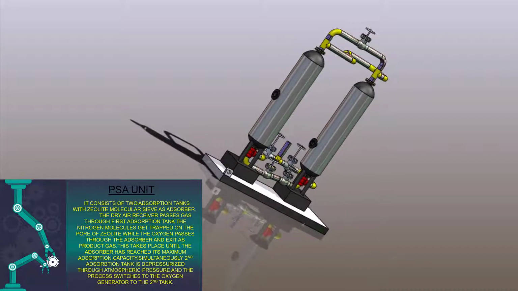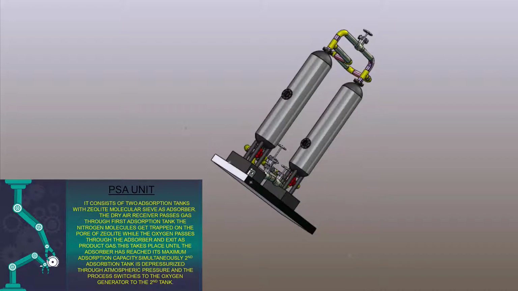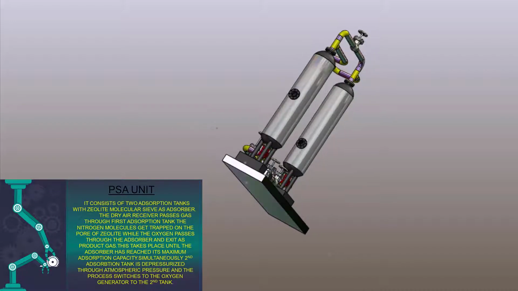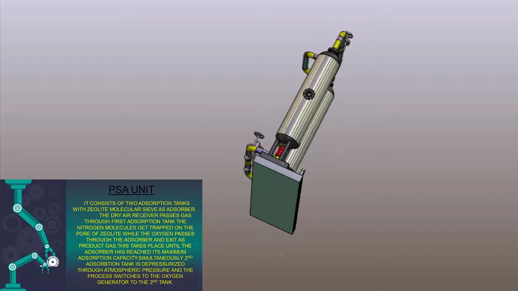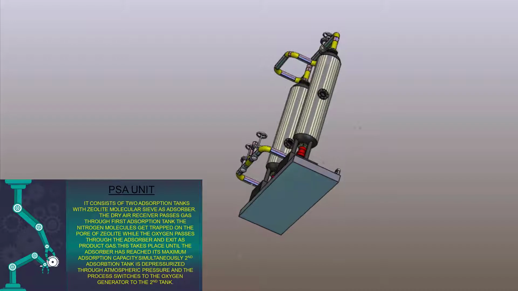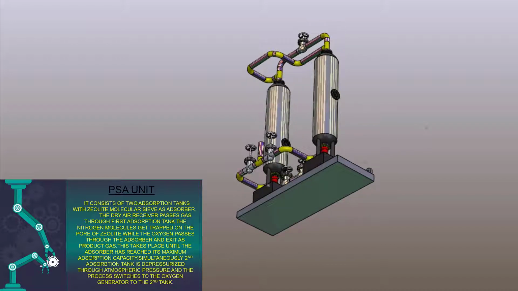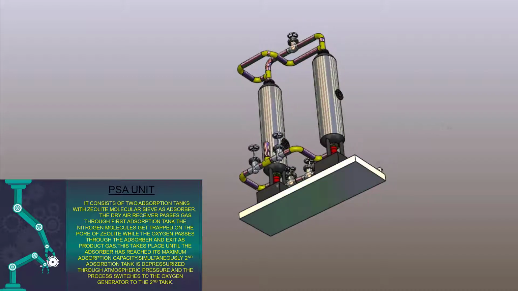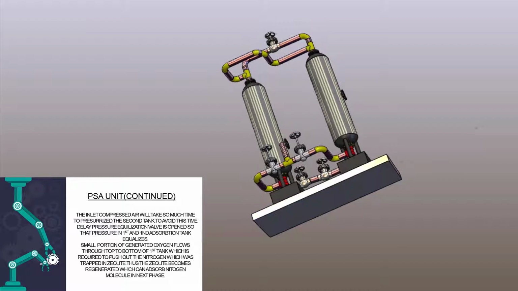The dry air receiver passes gases through the adsorption tank and the nitrogen molecules get trapped on the pores of the zeolite while the oxygen passes through the adsorber and exits as product gas. This takes place until the adsorber has reached its maximum adsorption capacity. Simultaneously, the second adsorption tank is depressurized to atmospheric pressure and the process switches the oxygen generator to the second tank.